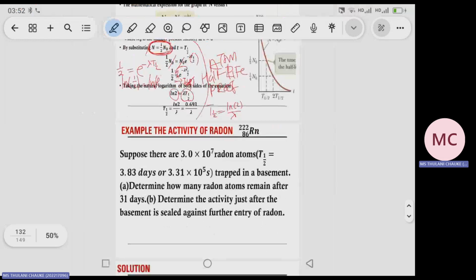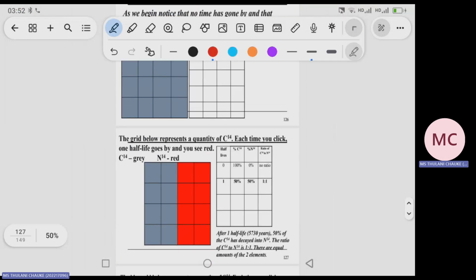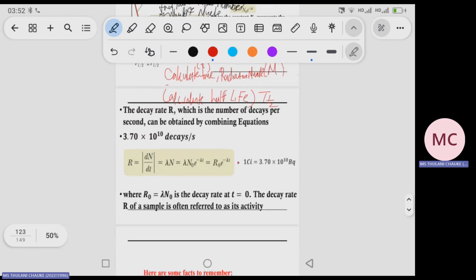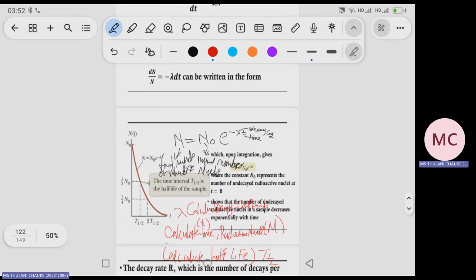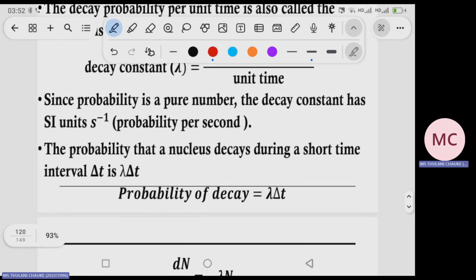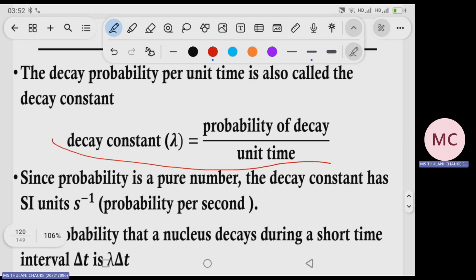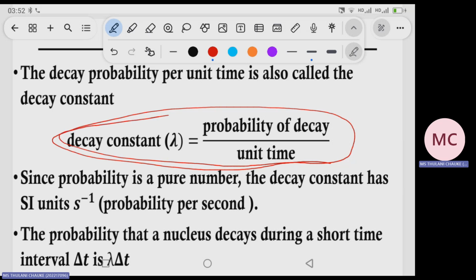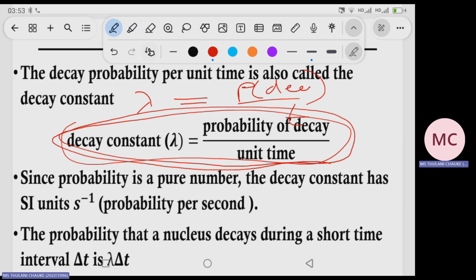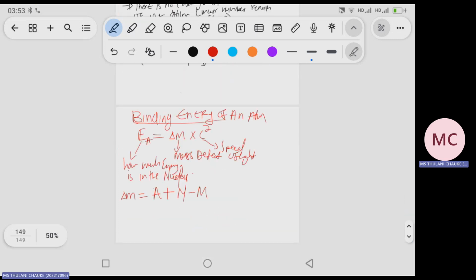If lambda, your decay constant, is not given, which formula must you use? Let's see if we have it. The decay constant: it means you'll use this formula, probability of decay per unit time. So this is lambda, the probability of decay per unit time. But in most cases lambda is usually given.